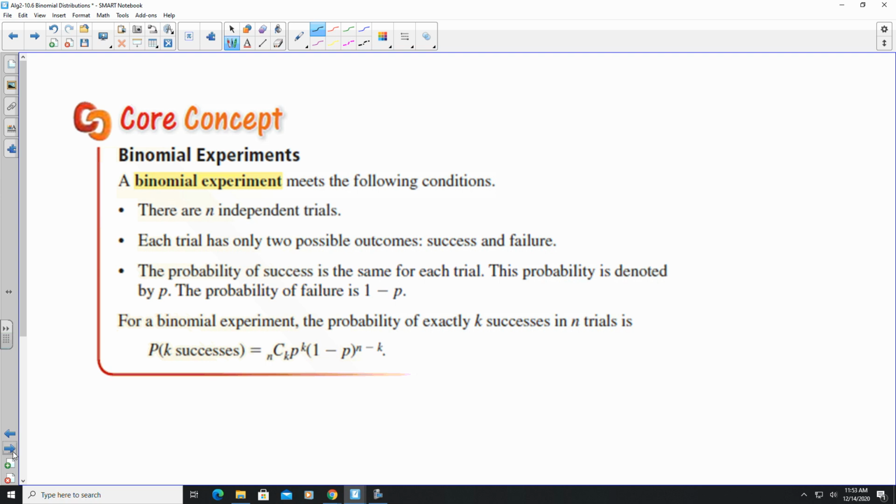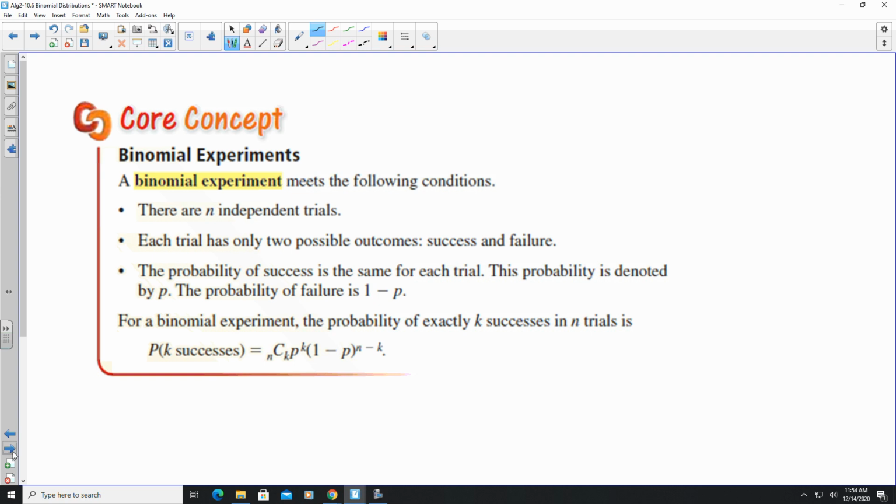The second portion of this lesson is about being able to determine what is called a binomial experiment, which meets the following conditions. It says there are n independent trials. Each trial has only 2 possible outcomes, either success or failure. And the probability of success is the same for each trial. This probability is denoted by P. The probability of failure is 1 minus P, same thing as the probability of it not happening.